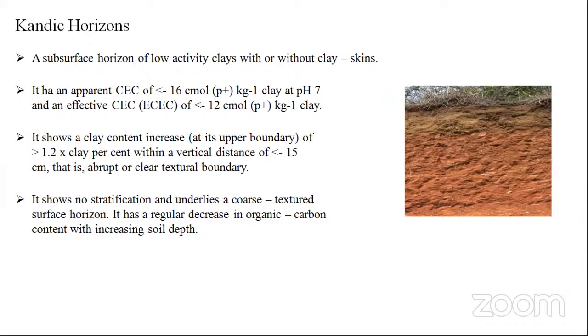We may or may not expect some clay depositions. And these are the measurable characters, students. What are those? The CEC should be more than or equal to 16 centimoles per kg, and the pH should be around 7, and the effective CEC, or ECEC. What is the meaning of ECEC? You should find out what the meaning of ECEC is. It is more or less 12 centimoles per kg. Please, after completion of class, you should explain what the meaning of ECEC is.